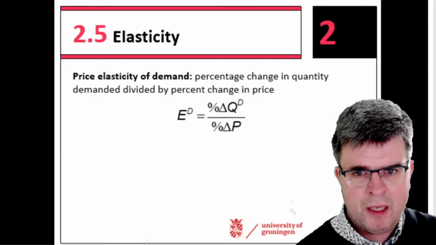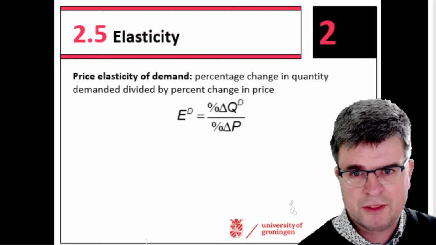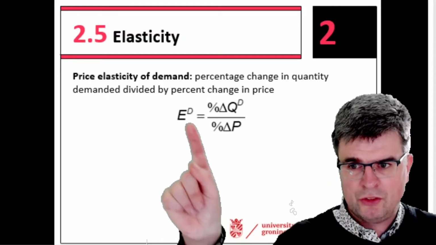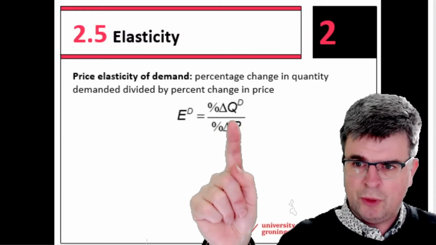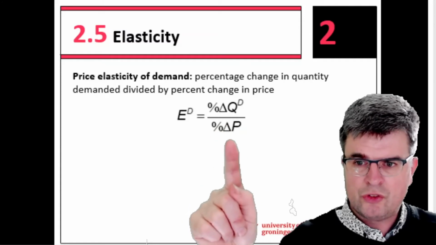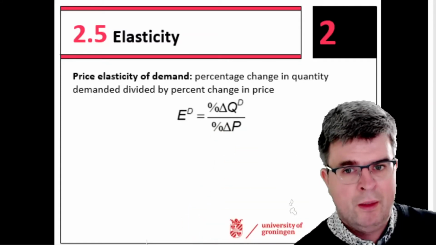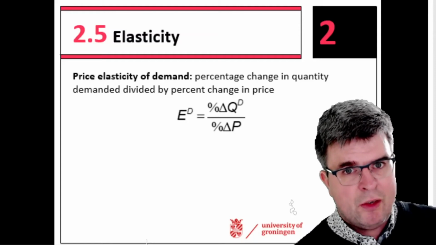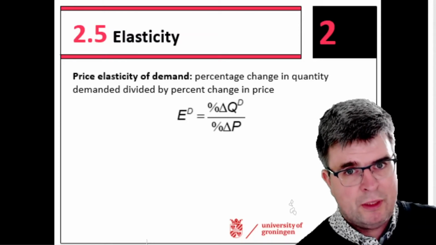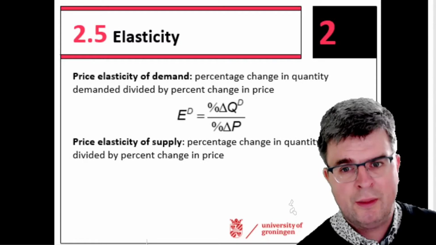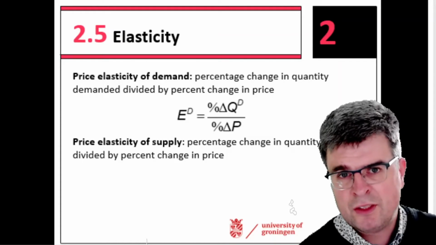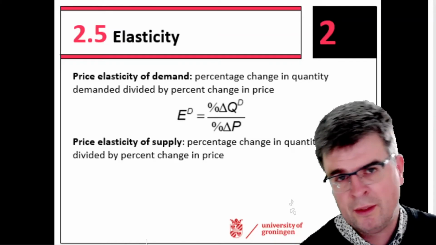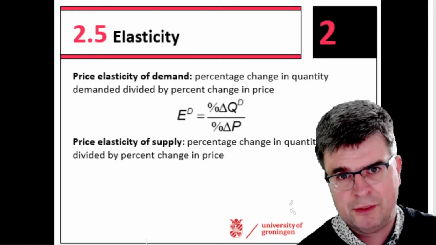This is not really good math, but it's a neat way to summarize it: the price elasticity of demand is the percentage change in quantity, with the delta denoting the change, in response to a percentage change in the price. The price elasticity of demand says something about the slope of the demand curve. We can also look at the supply curve, and we get the price elasticity of supply, which is defined as the percentage change in quantity supplied in response to a percentage change in the price of the good.